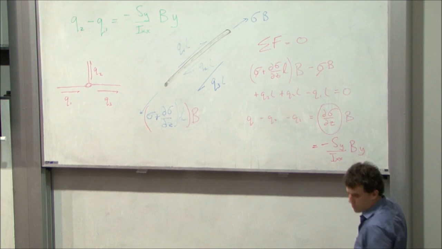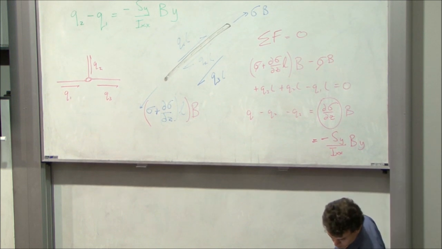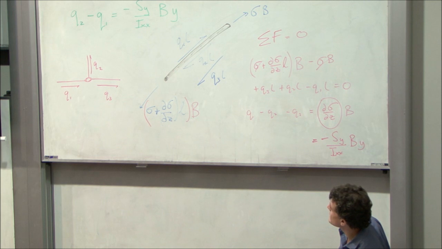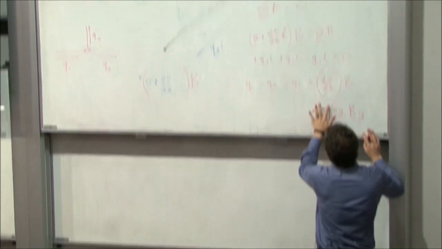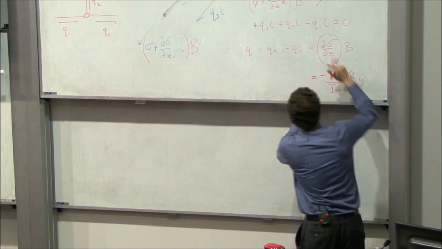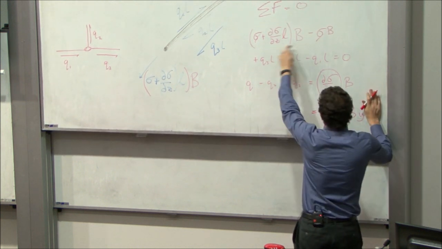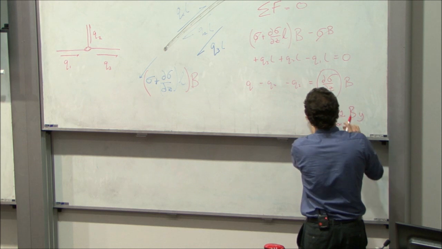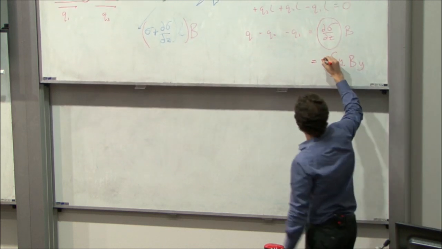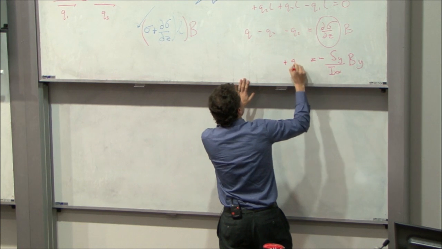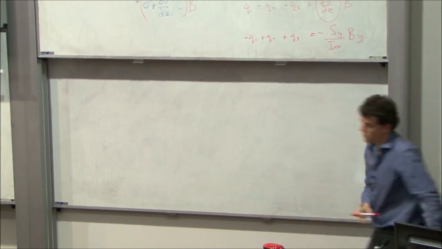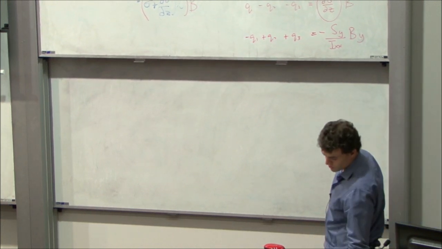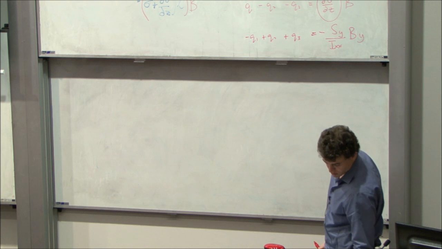Hang on a second. I think I may have got some minus signs around the wrong way. I need to put a minus sign, so this equals that. If I put a minus sign there, I can make these plus signs. Okay, I've just got some minus signs around the wrong way. The notes are correct.